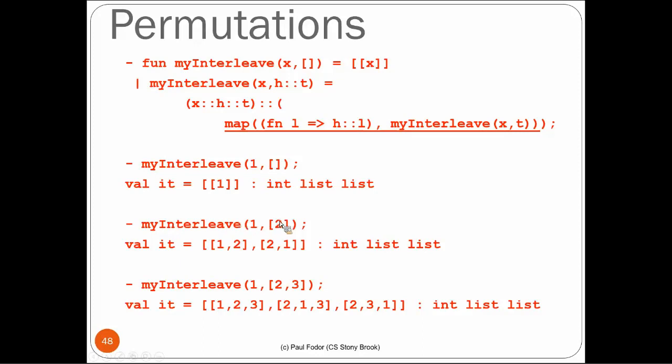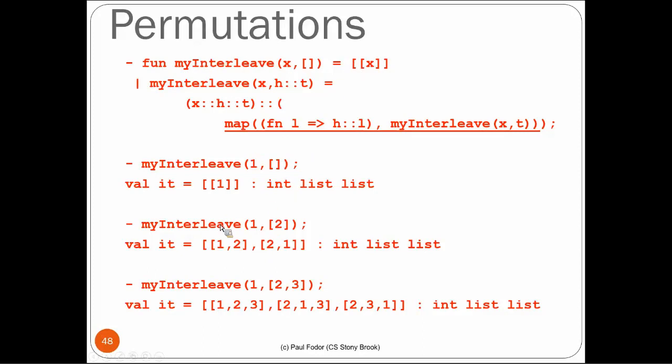Let's see what happens with my interleave of 1, 2. First, what do we expect? We basically expect that 1 will be inserted in every possible position in the list that contains 2. That will be before 2 and after 2. And the result of my interleave, which returns all the possible interleavings, will be the list that contains the list 1, 2 and the list 2, 1. So let's see how it computed that.